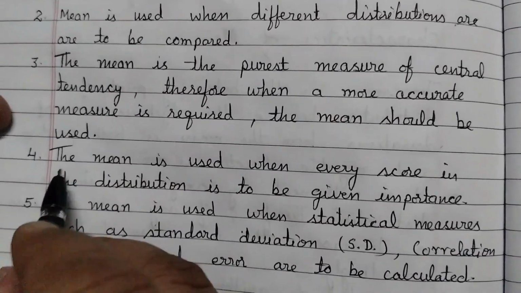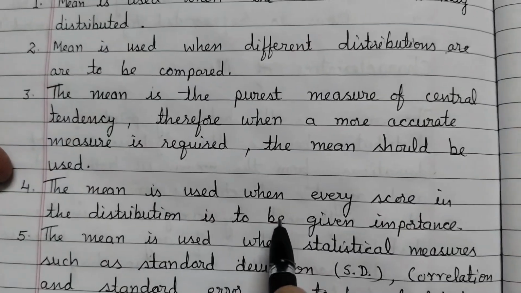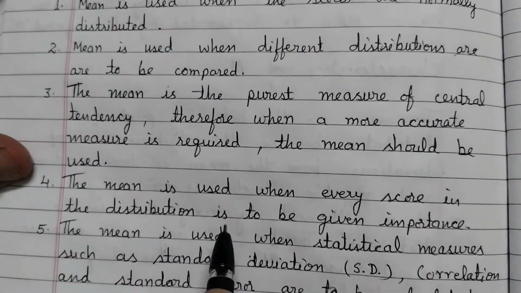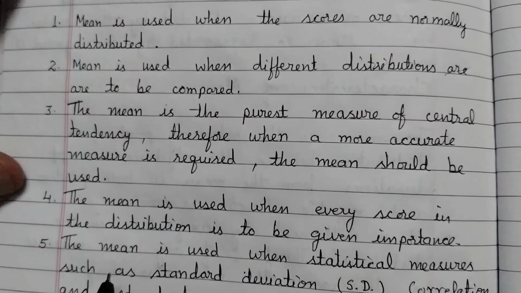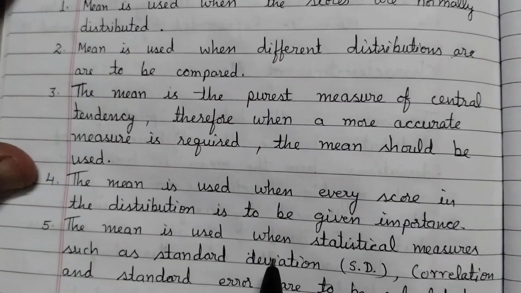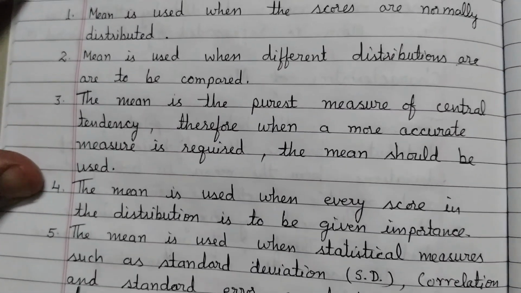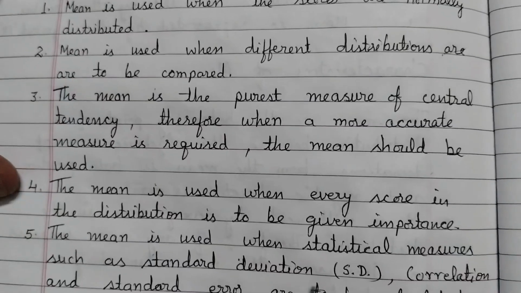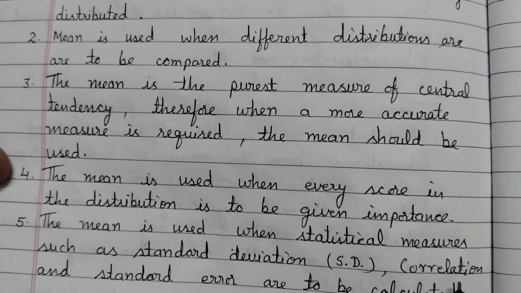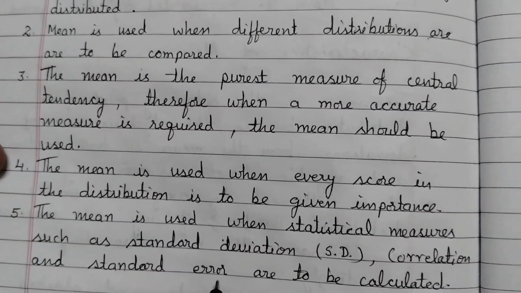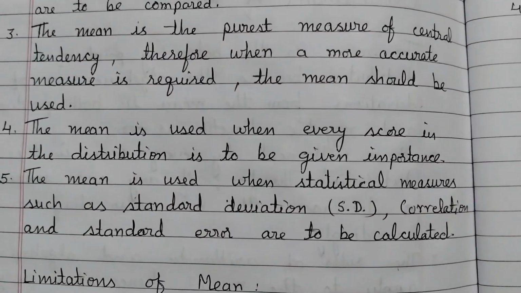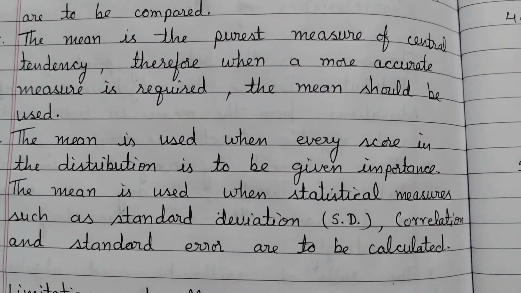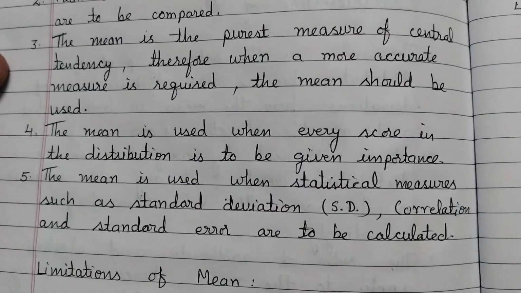Fourth use of mean, the mean is used when every score in the distribution is to be given importance. Fifth point, the mean is used when statistical measures such as standard deviation (SD), correlation and standard error are to be calculated. So these are the 5 uses of mean.